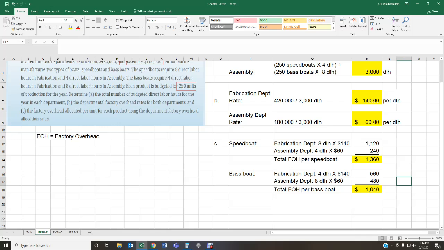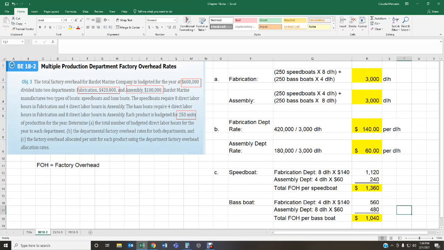So that is basically it for the first BE 18-2. This is the first exercise that we're covering in the particular lecture. Please, as you're completing the assignment, if you have questions, let me know. If you have study groups, that is perfectly fine, as long as you're not cheating. You're helping each other out.